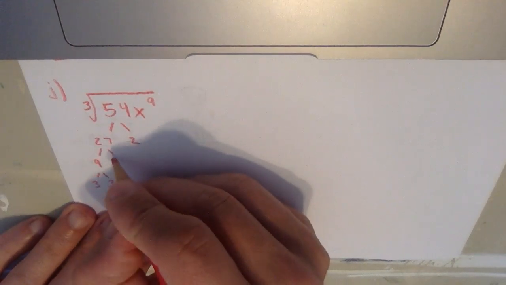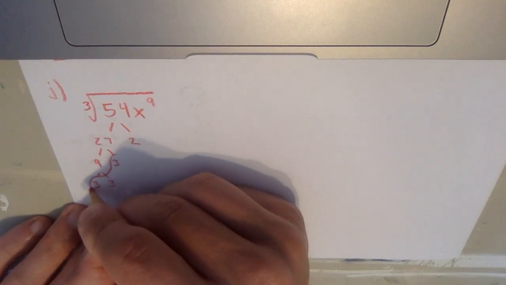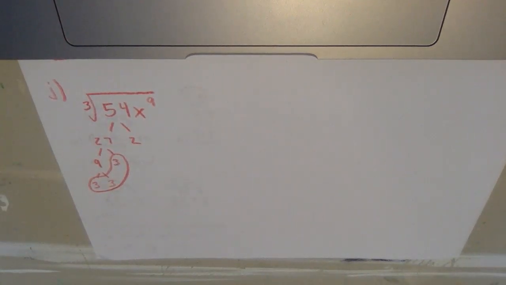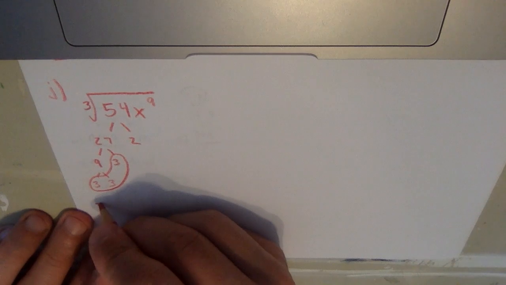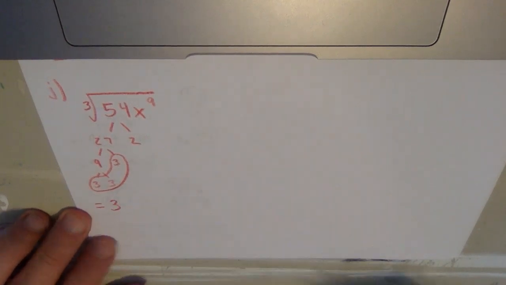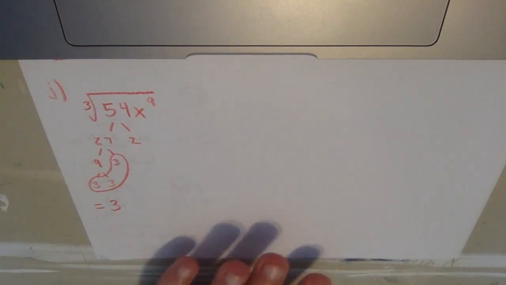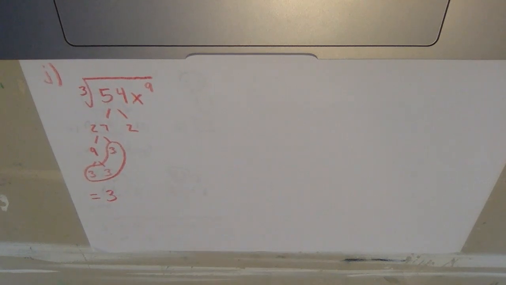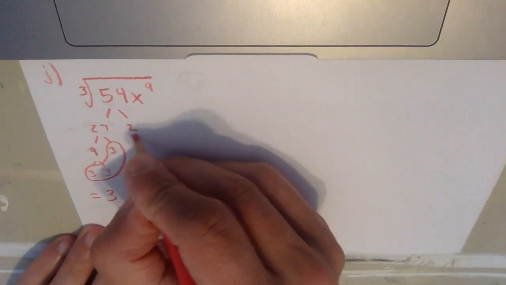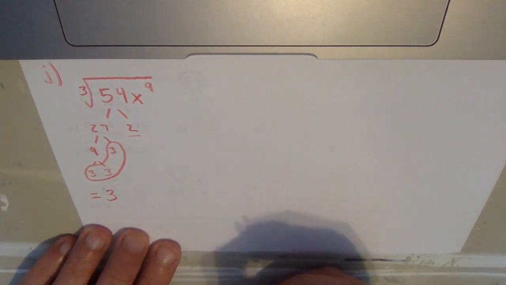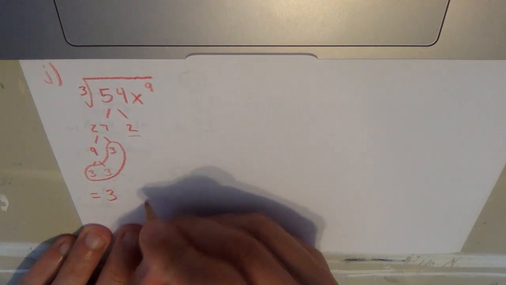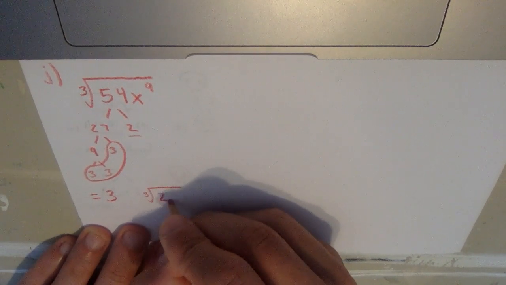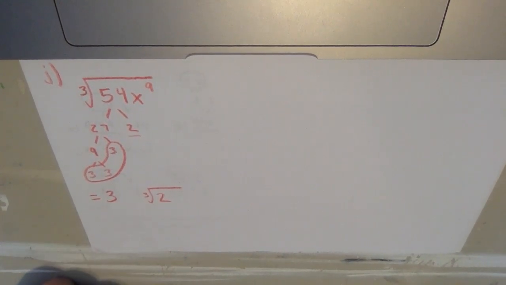Okay, and we're looking for 3 of a kind. So I get a group. And in this case, it is a group of 3s. So they're going to be moving outside of the radical. But then still on the inside of the radical, we've got a leftover. We've got that leftover 2. So we've got a leftover 2 there.